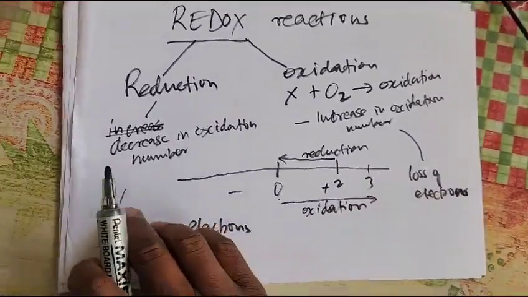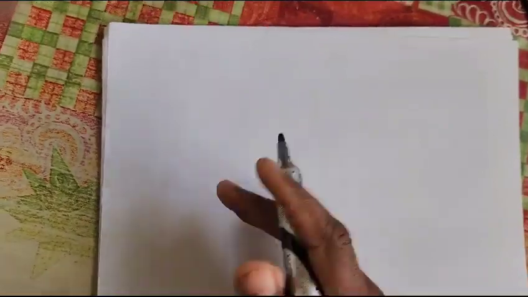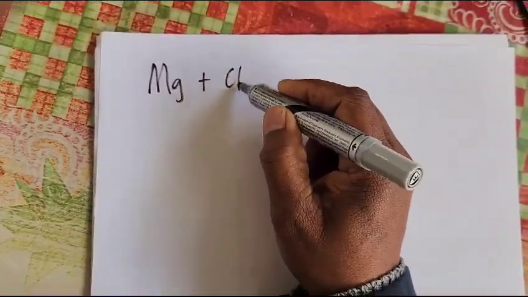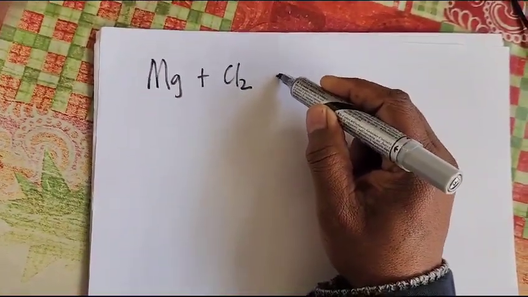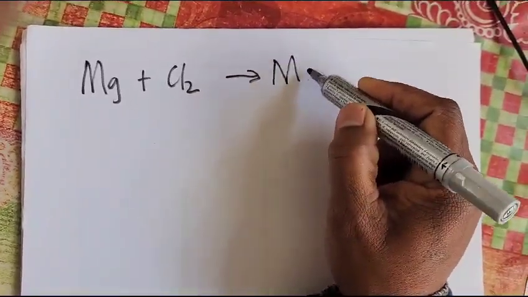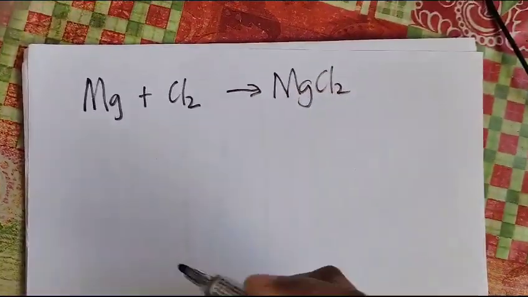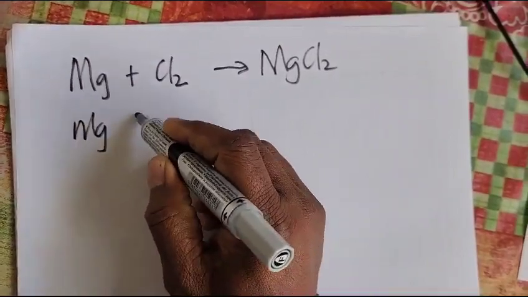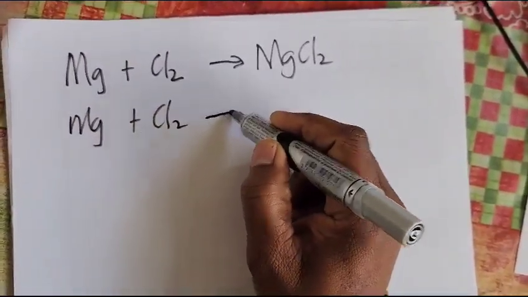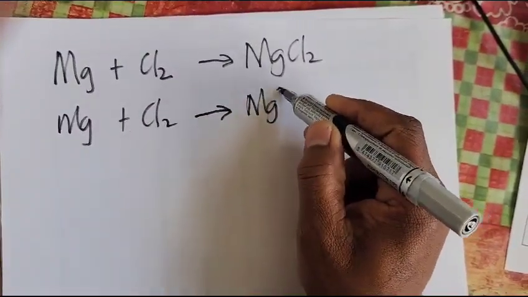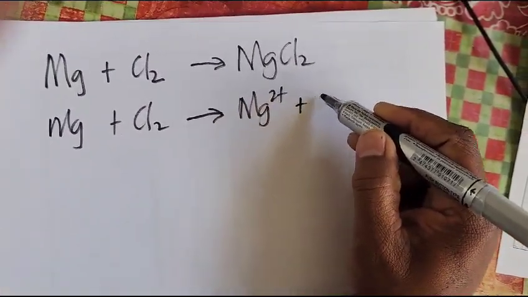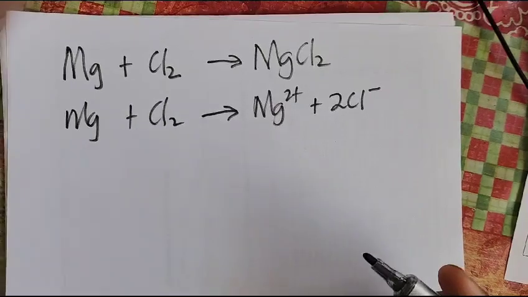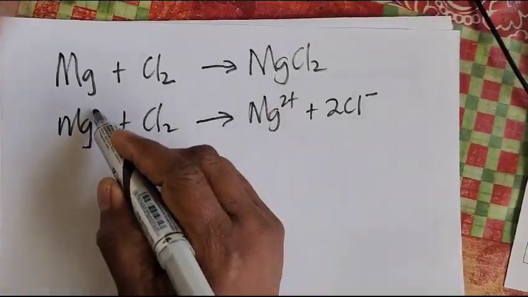Now let's talk about an example where these two reactions take place. Let's take a simple one. When magnesium is reacting with chlorine gas, it will be forming the compound magnesium chloride. Now if we ionize the equation, then magnesium plus the chlorine gas will form magnesium ion plus 2 chloride ions.